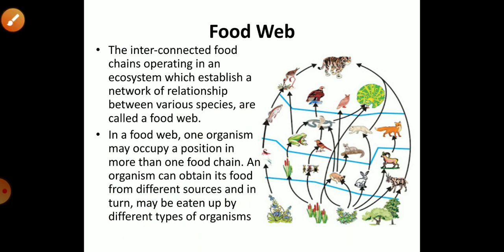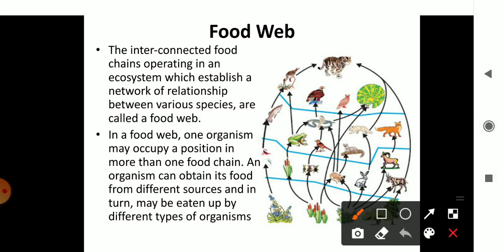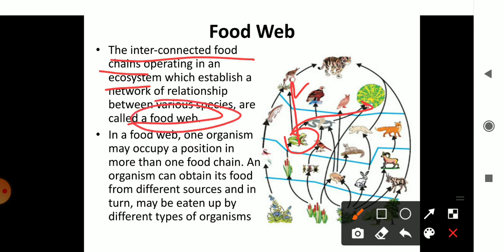Now food chains rarely work in isolation. In an ecosystem, every organism will be eating a number of other organisms, and itself will be fed upon by many organisms. And so we find that in an ecosystem, the food chain is in the form of a network. This network of interconnected food chains that operates in an ecosystem is what is referred to as a food web.